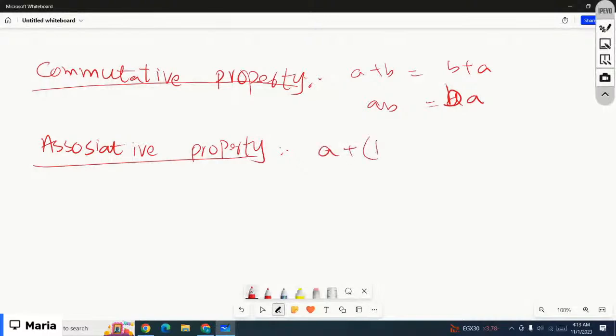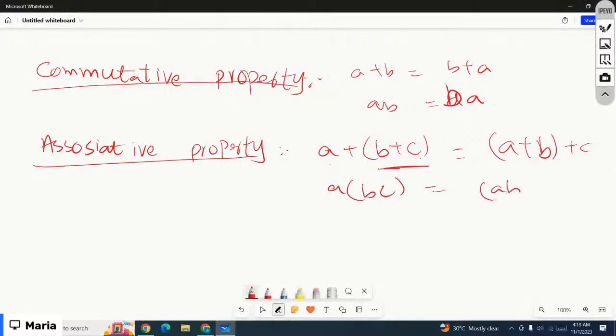Either you need to make groups here. Either you add B plus C first, then you add A, or you do A plus B, then plus C. The answer is exactly the same, right? In case of addition, and in case of multiplication it is A times B times C, or A times B, then times C. The answer is exactly the same. That is the associative property of multiplication and addition.